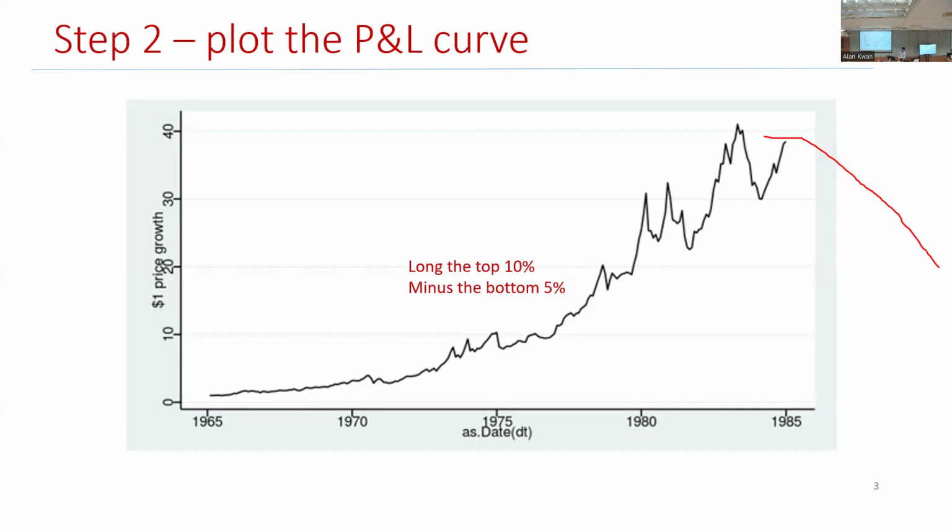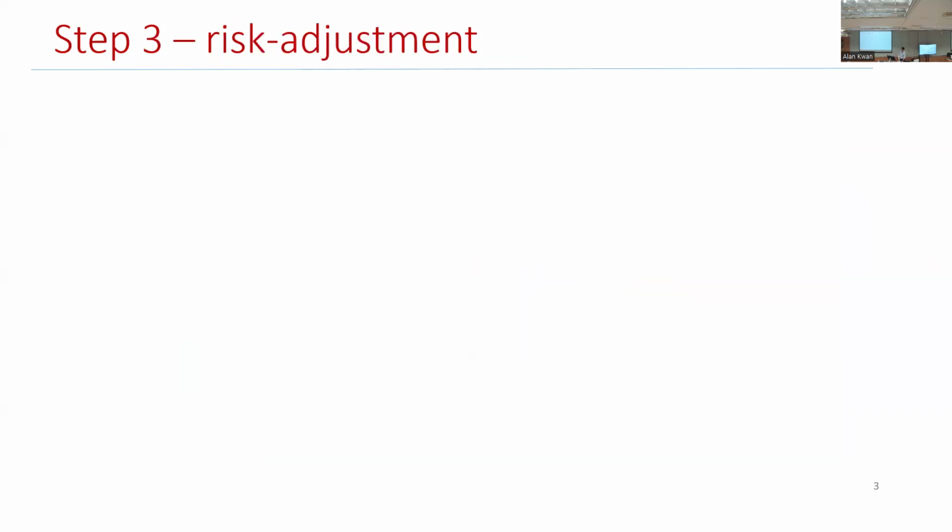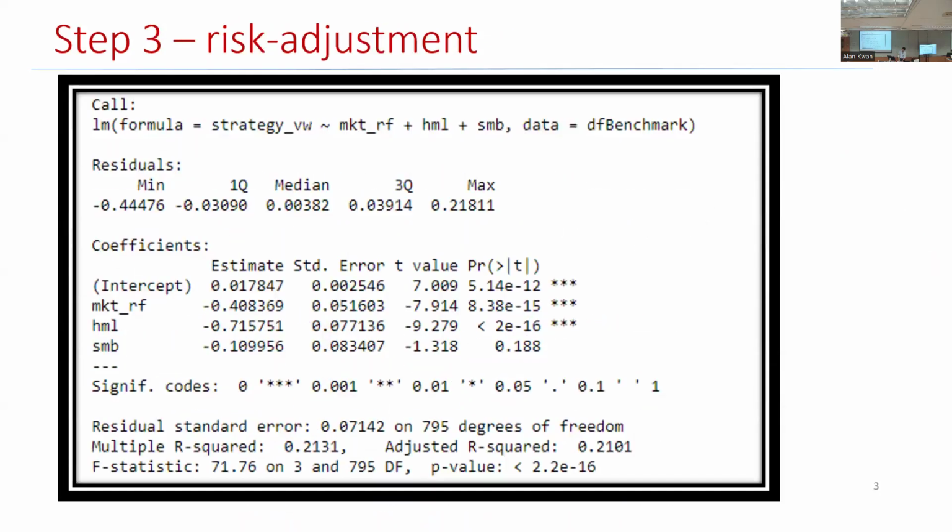It should be minus the bottom 10%. I don't know why I wrote minus the bottom 5, and then you do a factor analysis. You guys already know how to do this. In fact, you guys probably already know how to do the P&L curve and things like that. And we'll walk through the code slowly next time. This is in R, sorry, but basically back then the benchmark model was the 3-factor model.